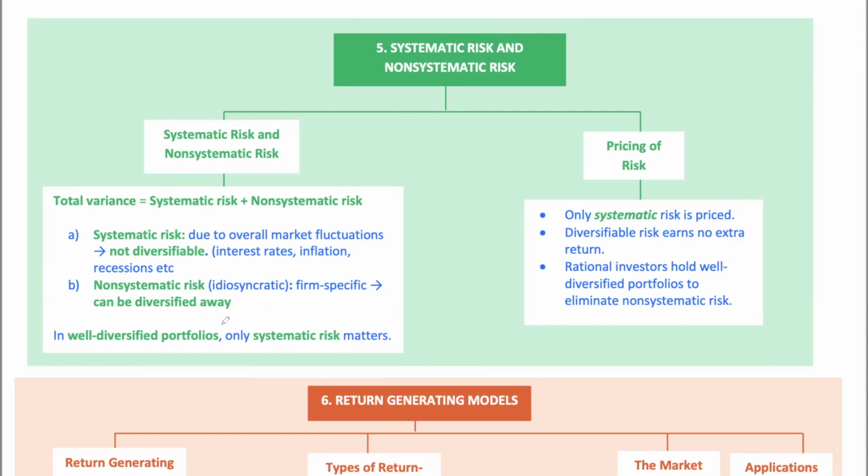That's why theory says you get rewarded for systematic or market risk only. You don't get rewarded for non-systematic or company-specific risk. So, the smart move? Diversify that idiosyncratic risk away. Hold assets across different industries, countries, and asset classes so that one bad event doesn't blow up your entire portfolio.